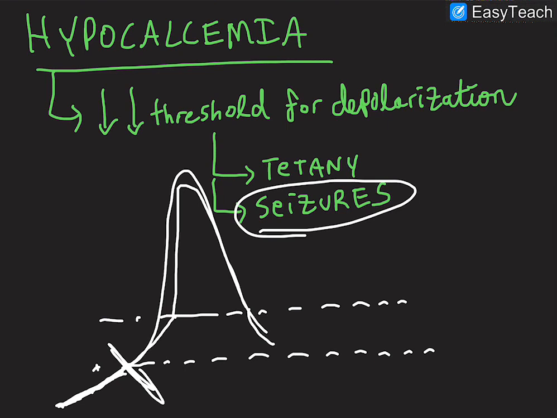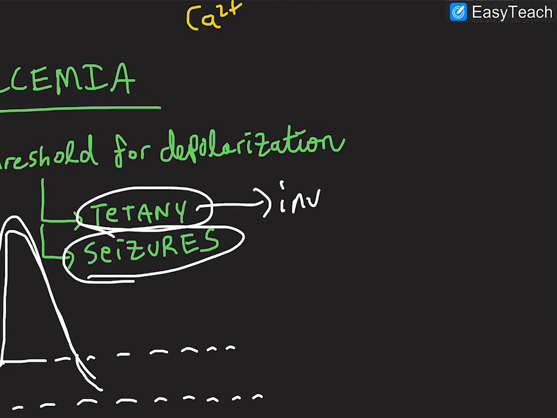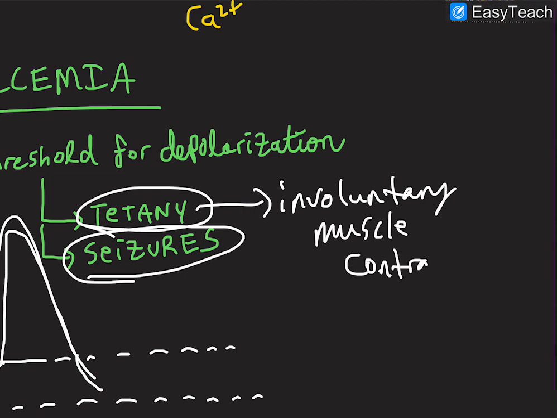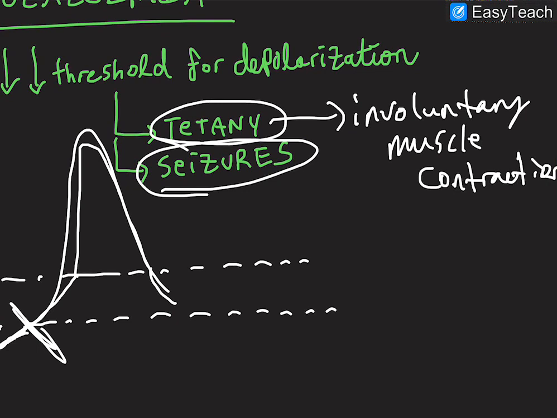You increase your risk of seizures and induce tetany, which is basically contraction of your muscles. So things like spasms or cramps or twitching, involuntary muscle contractions. And seizures, because you decrease the threshold of depolarization.